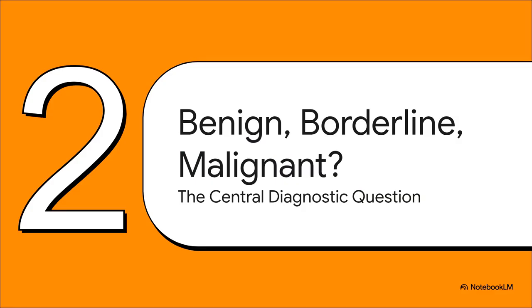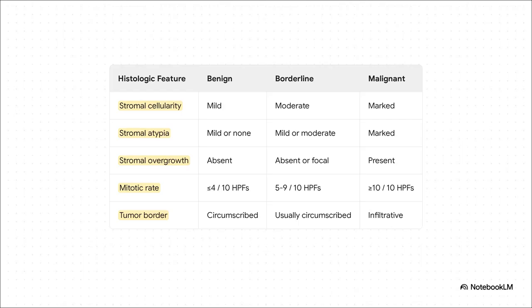And that brings us to the absolute core of the protocol, which is answering that central diagnostic question. Is this thing benign, borderline, or malignant? The grade you assign here is going to directly influence everything that comes next, from the surgery to the follow-up. This table from the protocol is basically your roadmap. It breaks the whole thing down into 5 key histologic features. You've got stromal cellularity, atypia, overgrowth, mitotic rate, and the tumor border. And as you can see, there's a really clear progression for each feature as you move from benign over to borderline and then to malignant. This framework is the foundation of every single diagnosis you'll make.